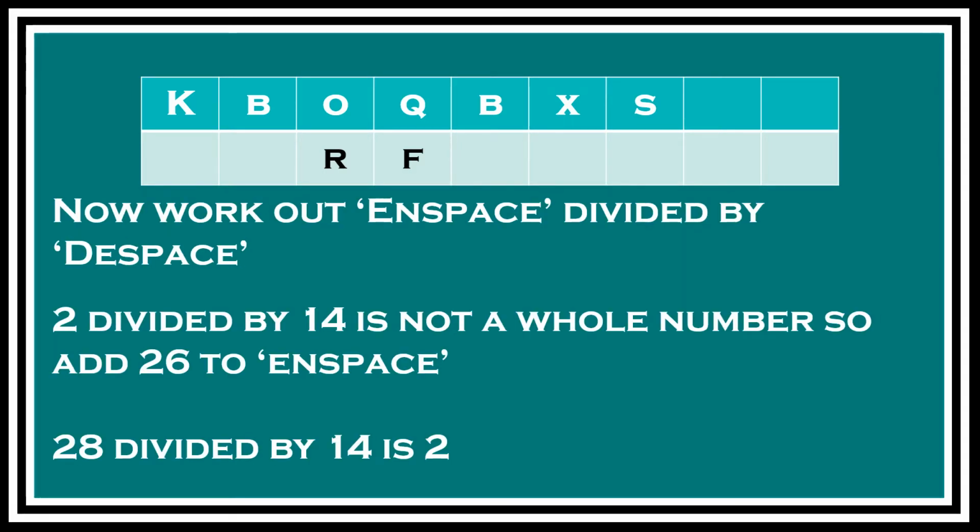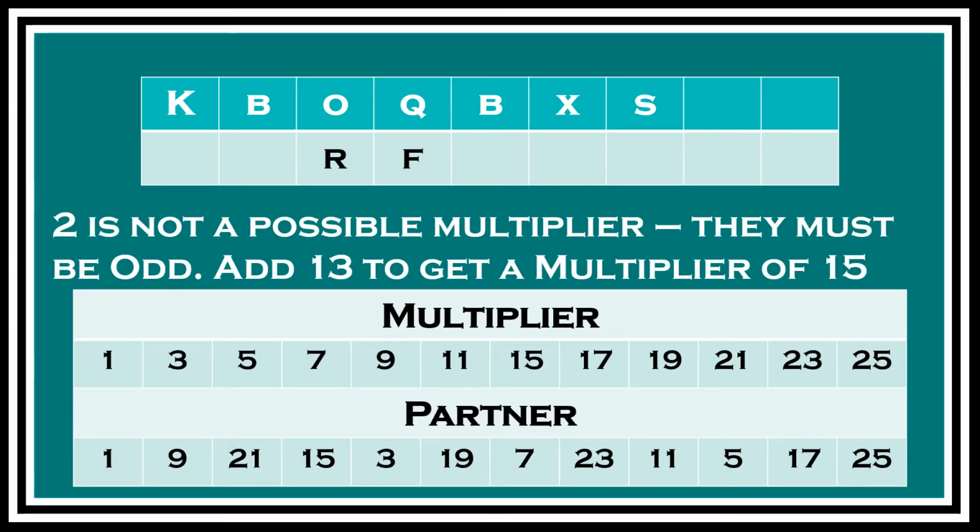We need to work out N space divided by D space. 2 divided by 14 is not a whole number, so we add 26 to the N space value. 2 plus 26 gives you 28. Divide that by 14 and we get 2. This is the first time we get an even number from the N space divided by D space.